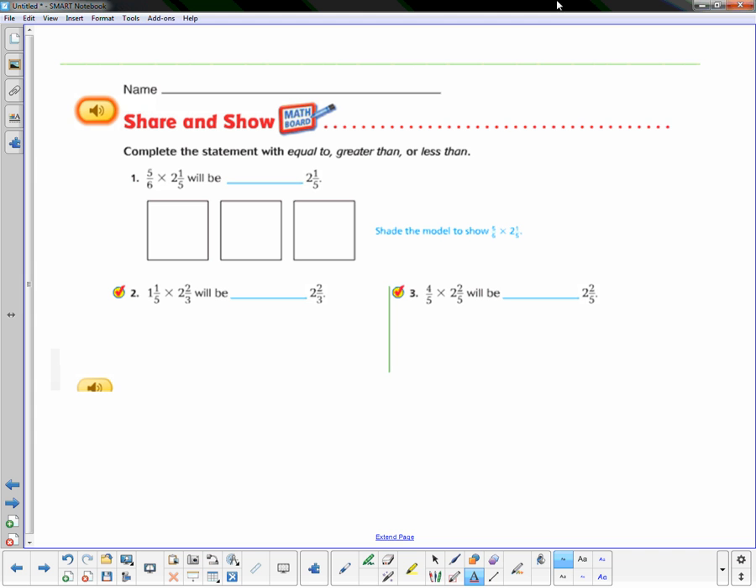Okay. Let's times 5/6 by 2 1/5. We're going to decide if it's greater than, less than, or equal to. Well, first thing that I want to do is create my 2 1/5. So I'm going to make fifths. They're not really going to be even. It's okay as long as I have 5 spaces.